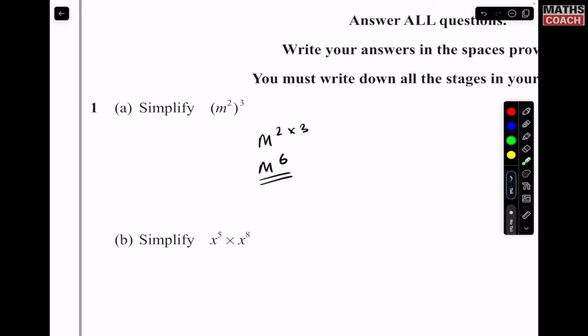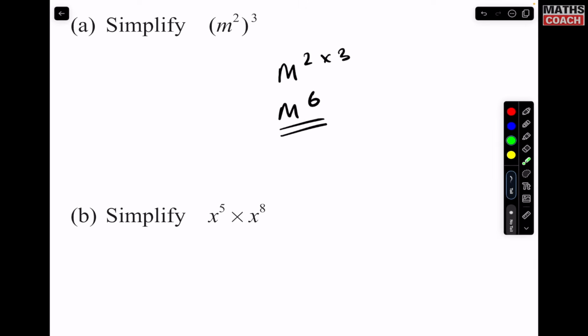Next one, what do we do when we are multiplying? We add the powers. So we do x to the power of 5 plus 8, and that gives you x to the power of 13. There you go.